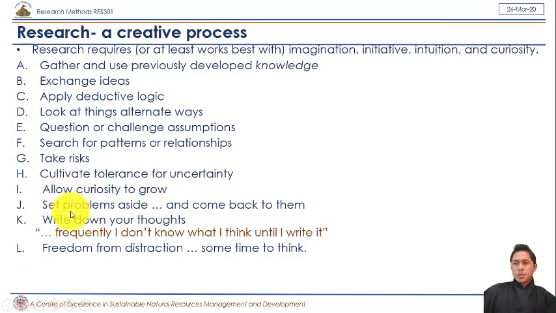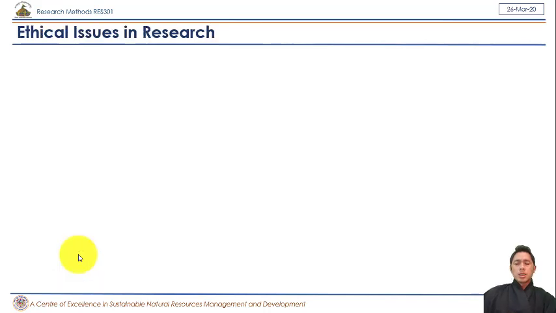Allow curiosity to grow, set problems aside and come back to them, write down your thoughts continuously. So it's not just keeping your thoughts in your mind or brain. Please write the thoughts down on paper so that it becomes clear what you're thinking. And when you are thinking about creativity, please free yourself from distraction so that you get some time to think. These are the ways how to be creative and how to infuse creativity in the research process.